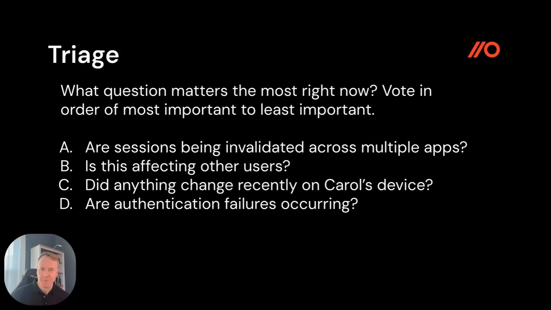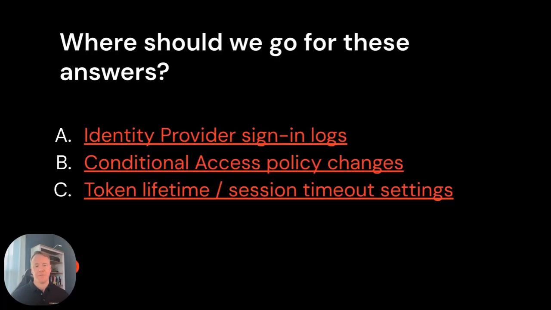So time to vote. What question matters the most right now? You can think about this in order of most important to least important. Are the sessions being invalidated across multiple apps for Carol, or is this a problem isolated to a single app? Is it affecting other users? Did anything change recently on Carol's device or with her account? And are we seeing any authentication failures? Given these questions, frankly, all of which are somewhat important, where should we go for this data?